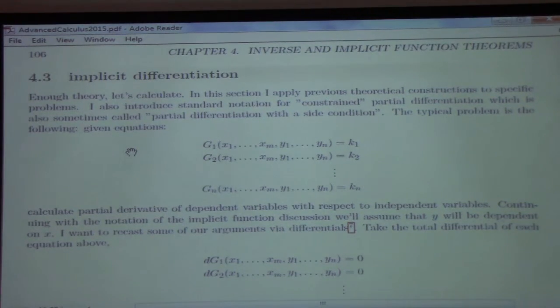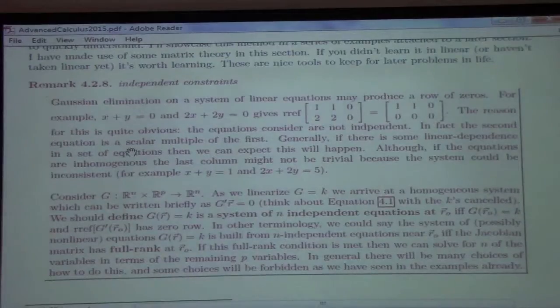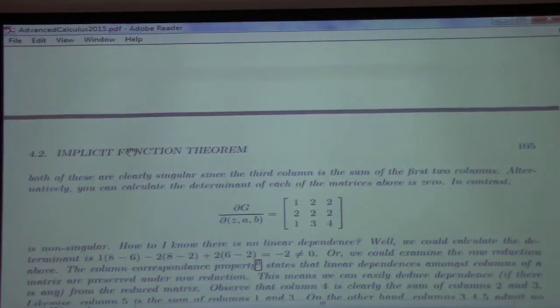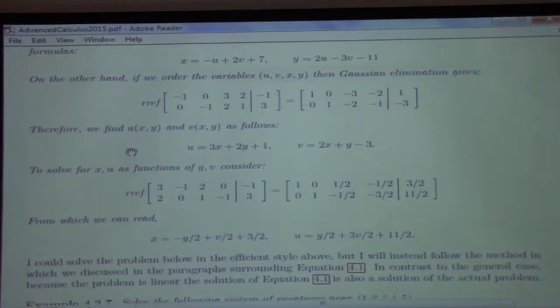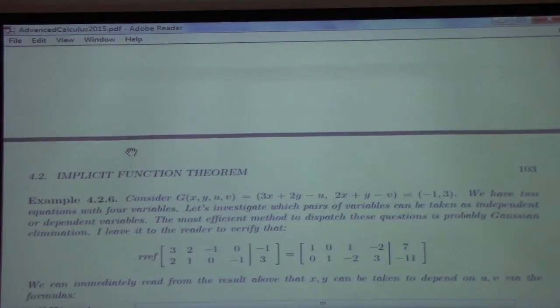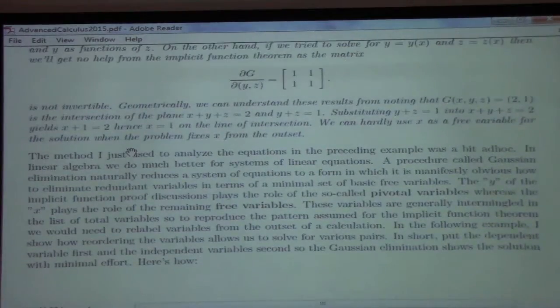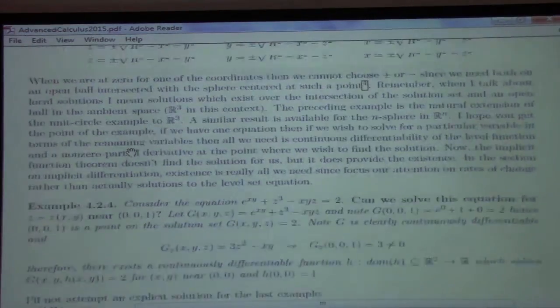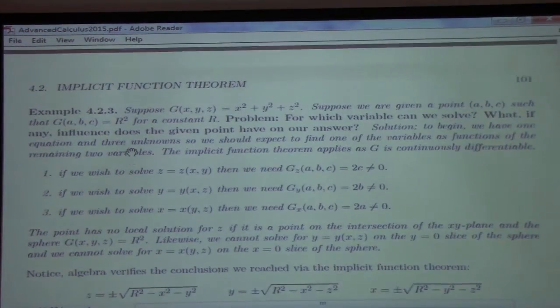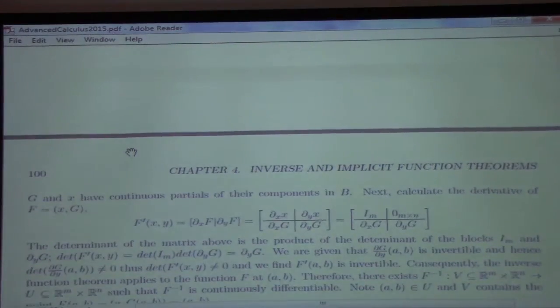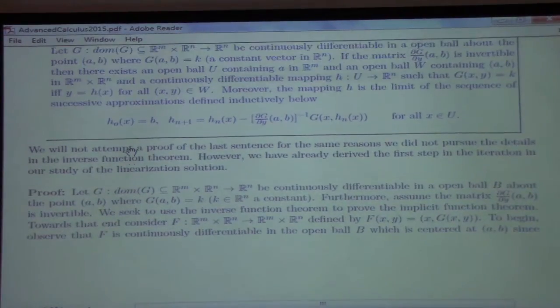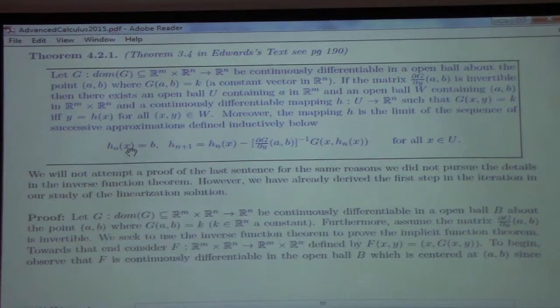Do I at least have some example here? No, I don't have it. So I'm actually going to do the implicit differentiation next class. I'm not even going to do that this time. If you'll forgive me, I'm going to go back, and for the remainder of the time, I'm going to talk about the proof of the implicit function theorem in terms of the inverse function theorem.